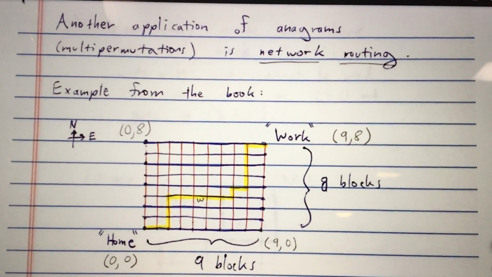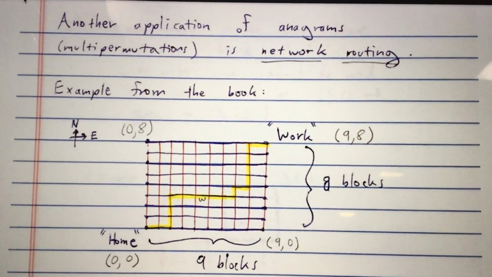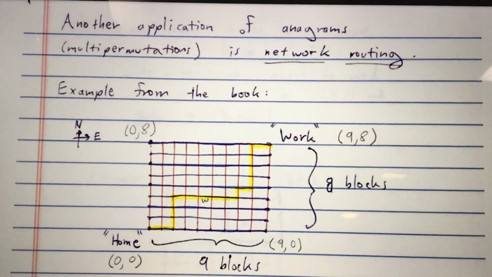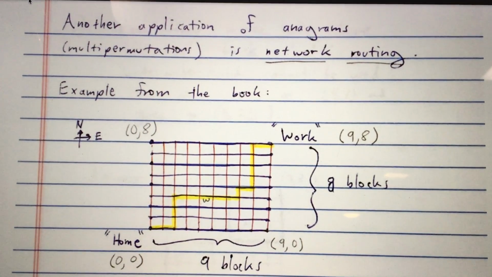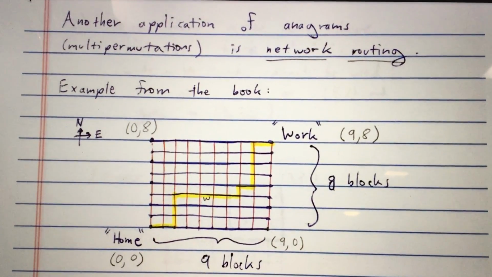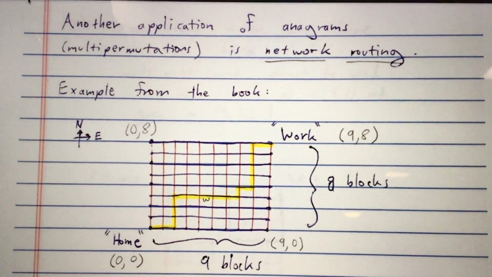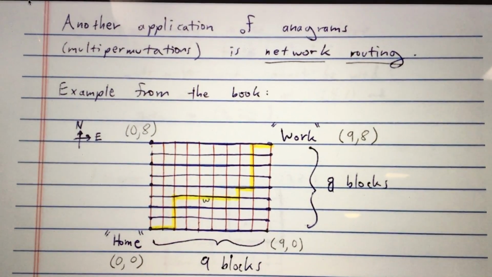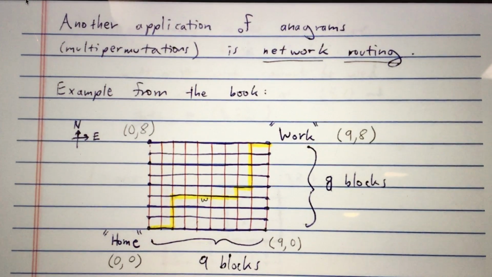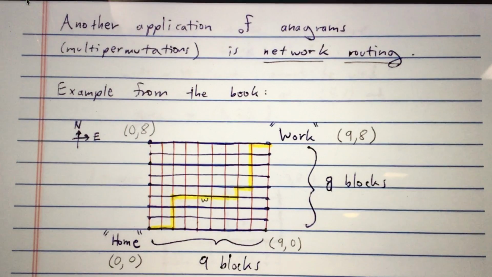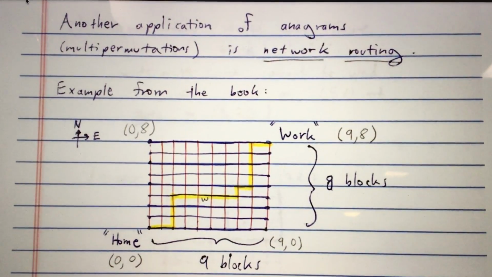This application of anagrams is an example from the homework problems from chapter 2 in the book. This is number 28 in Brualdi. But it's also an application of combinations in general. And it's network routing, which for any network, choosing paths through that network is important.